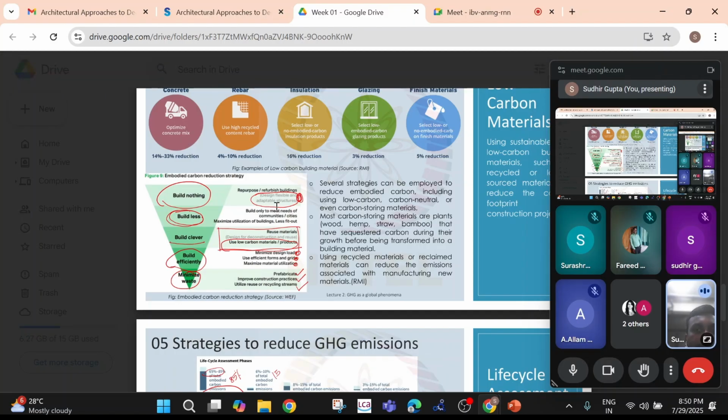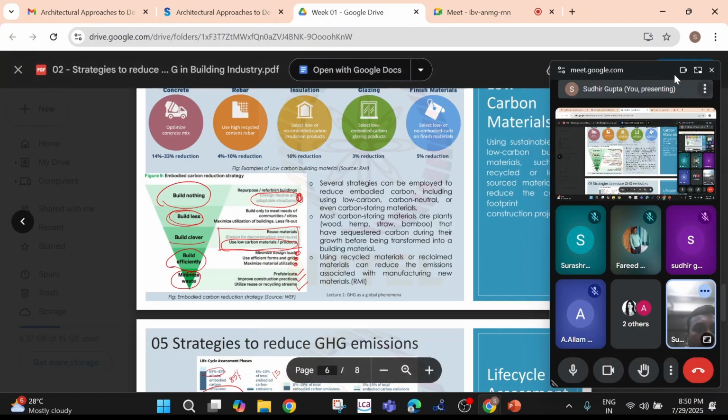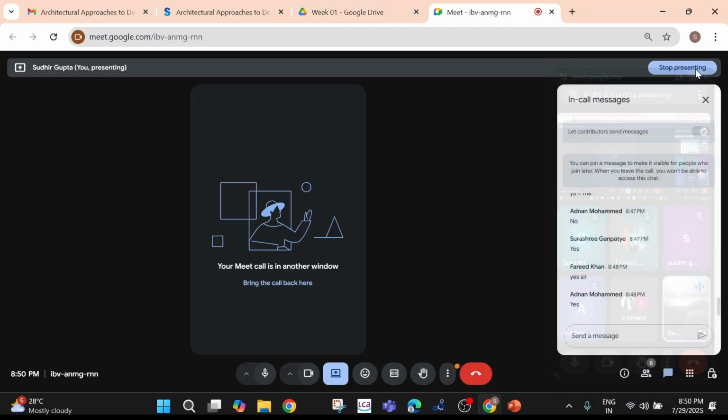And how can it be done? It is done by designing flexible and adaptable structures. With the help of these, we can repurpose or refurbish the buildings, but not do new constructions. So are you guys able to recall?